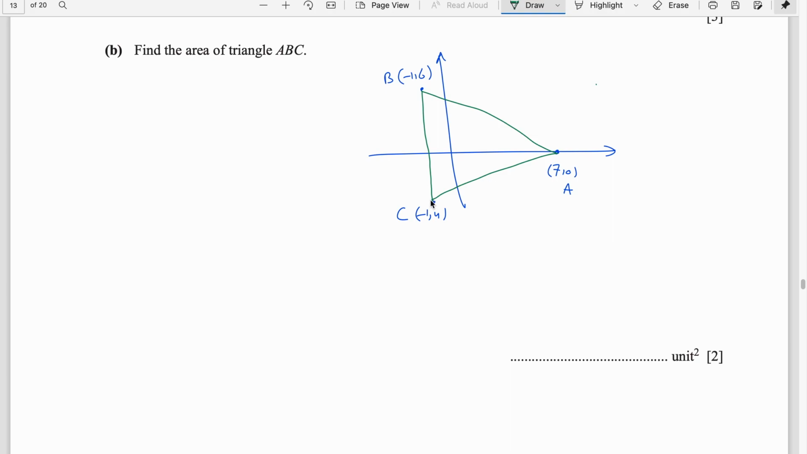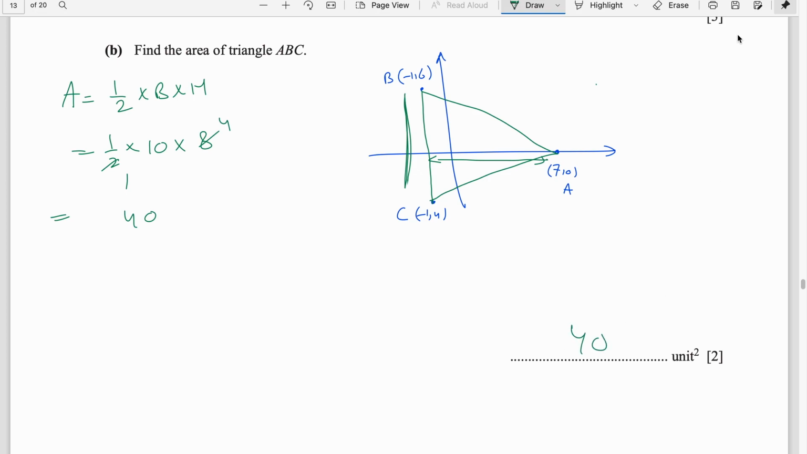They're in one line. So area of triangle is 1 by 2 into base into height. So 1 by 2, base length is this BC, which is 10, and height is this length from minus 1 to 7, that is 8. So 1 by 2 times 10 times 8, so 40 unit square.